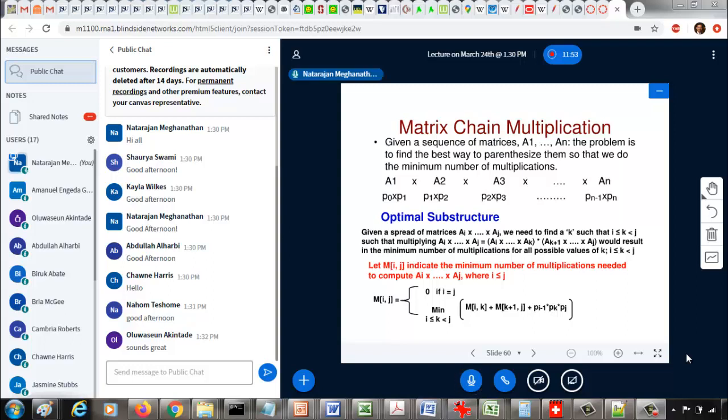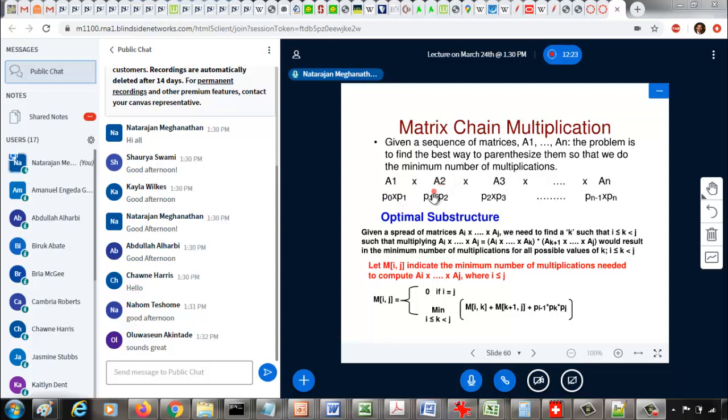Okay, so what we want to do is, now we have a chain of matrices A1, A2, A3 up to AN, and this is the convention you're going to follow for the dimensions. For the matrix A1, you're going to say its dimension is P0, 1 less than that index 1, which is 0, so P0 times P1. So it's a P0 by P1 matrix. This is the number of rows and this is the number of columns.